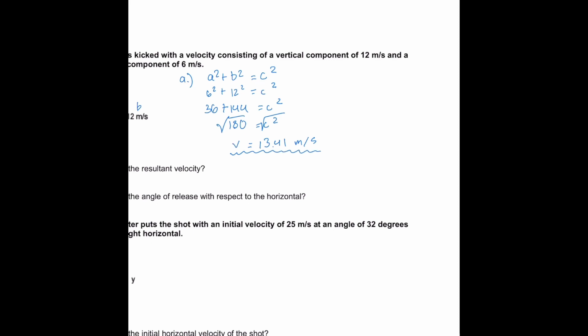So we just go ahead and change that to V since we know we're given velocity. So that would be the answer to find for part A. So this one would be 13.41 meters per second. For part B, now it's asking what is the angle of release with the horizontal.